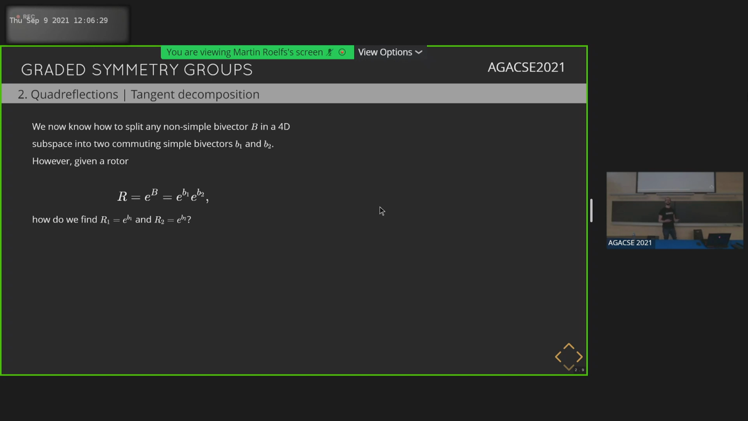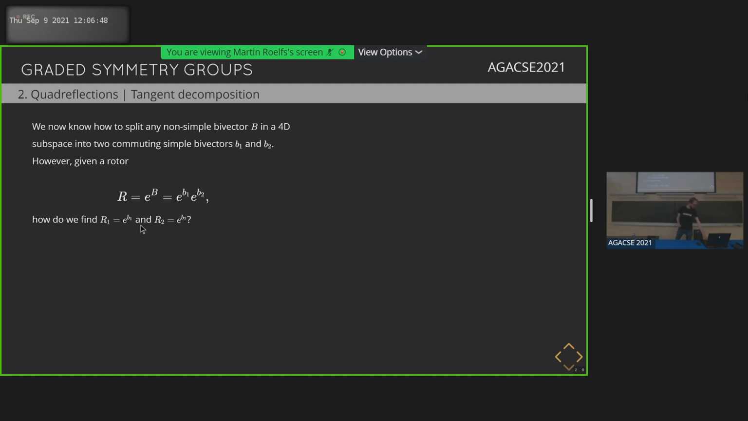We now know how to split non-simple bivectors in 4D. But how do I go the opposite direction? If you give me a rotor in 4D, how do I decompose that into the two commuting factors? So we're going to go the opposite direction now.